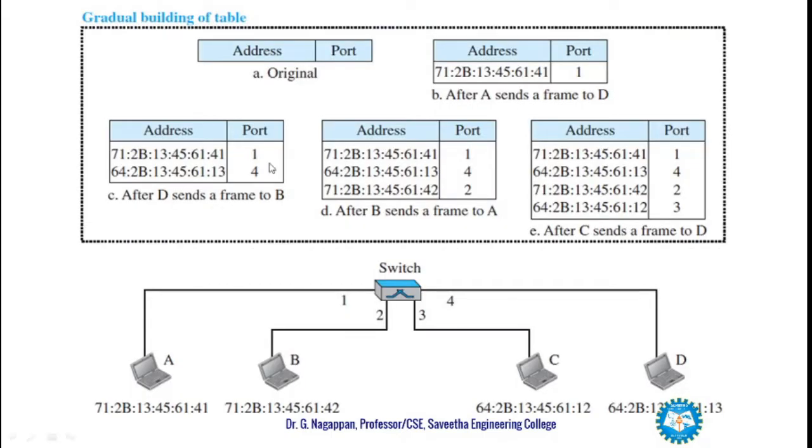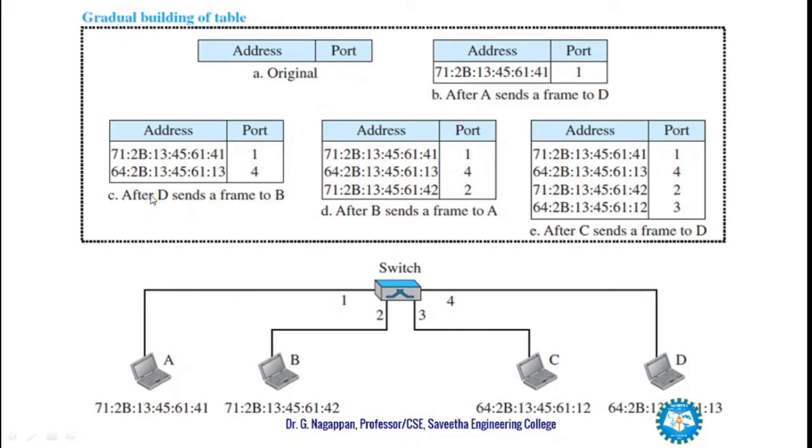If you see, the original table contains nothing, just address and port columns, and these are the various devices and the switch available here. After A sends a frame to D, it is received at the switch, and the switch does not know the address of D, but it stores the address of A. The address of A is stored, and it also knows that it is from port 1. So afterwards, if somebody sends data to this address, it will be sent through port 1.